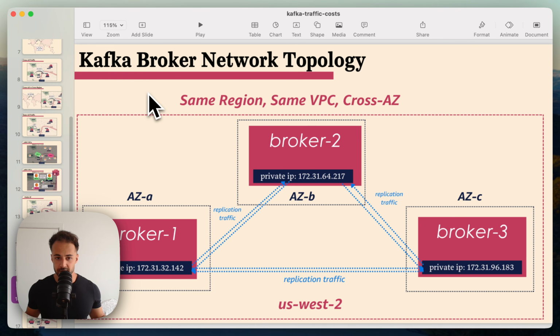In this topology, I have a very simple one. It's 3 brokers in the same VPC, in the same region, just living in 3 different AZs. They're using the private IP for connectivity because usually you would deploy your distributed system in the same VPC.